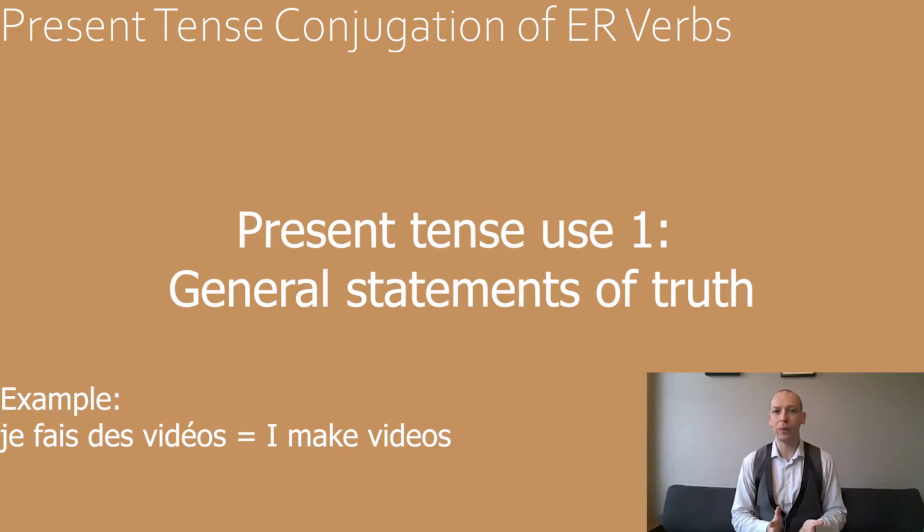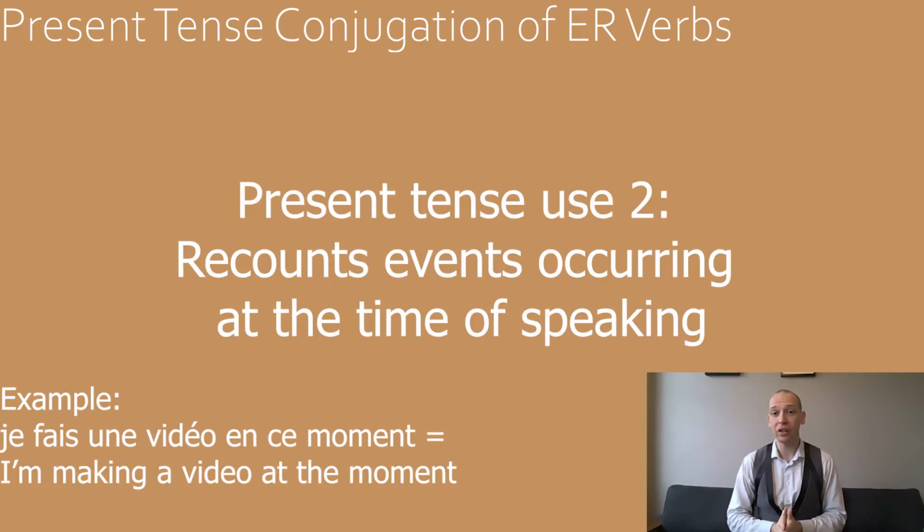The first use of the present tense in French is to make general statements of truth. For example, je fais des vidéos, I make videos. The second use of the present is to recount an event that is occurring at the time of speaking. For instance, je fais une vidéo en ce moment. I'm making a video at the moment.